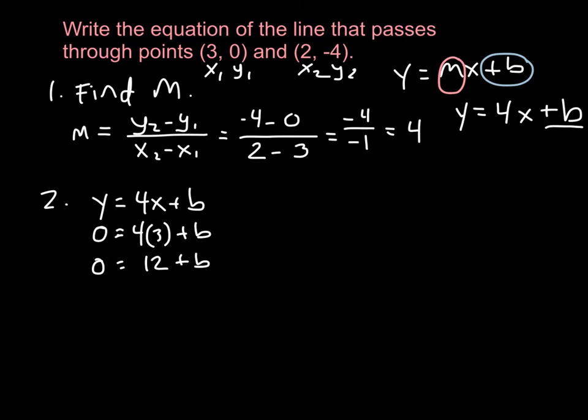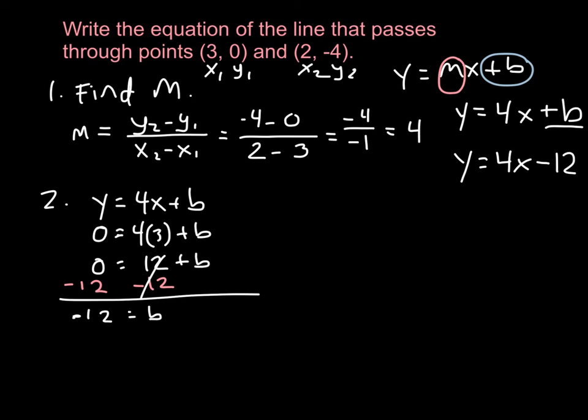Notice that b is not alone. It has the 12 on the same side. We need to subtract that. We can't just bring it over in any other kind of way. We need to subtract 12 from both sides. These are going to cancel. 0 minus 12 is negative 12 equals b. So we've now found our b value, and so now we can go ahead and put this value for b up here in for b. So y equals 4x minus 12. This is the equation that goes through these 2 points.